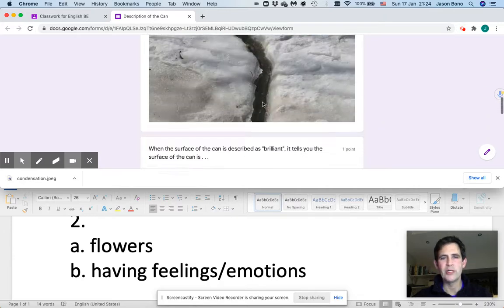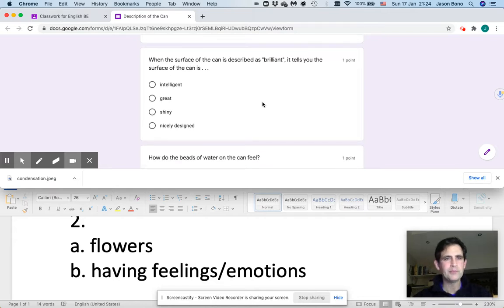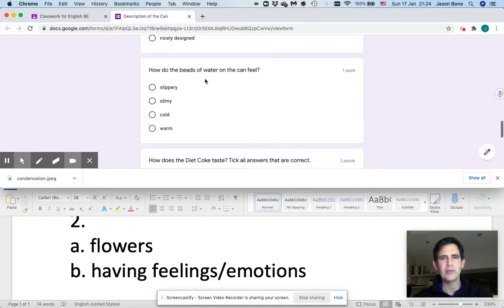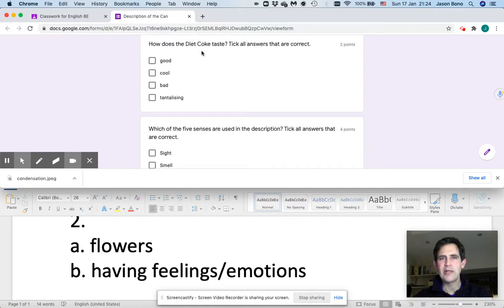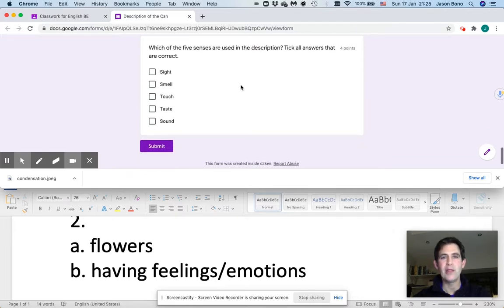Similar question here with the word rivulet. Number 3, question about this word brilliant and what it tells you. 4, how do the beads of water on the can feel? How does Diet Coke taste? Tick all the answers that are correct. So there can be more than one right answer. In fact, there are 2 answers that are correct. And for the last one, which ones of the 5 senses are used in the description? Tick all of the answers that you feel are correct. And when you're done, just hit submit.